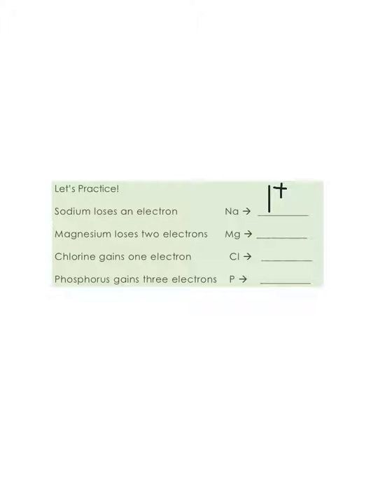Okay? Magnesium loses 2 electrons. So now its protons outnumber its electrons by 2. That means we have a 2 plus charge.